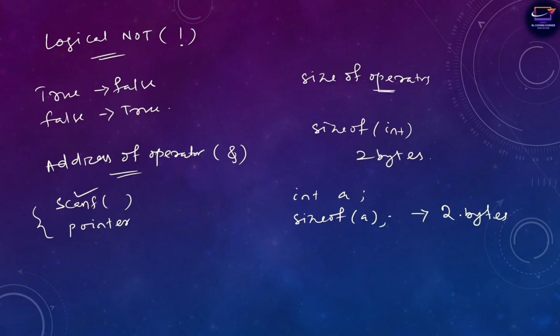So all these operators use only one operand. That's why these are known as unary operators, right? Next, coming to our binary operators. See, here we are going to use 2 operands. Binary operator means 2 operands, like binary plus, minus, division, multiplication, etc.